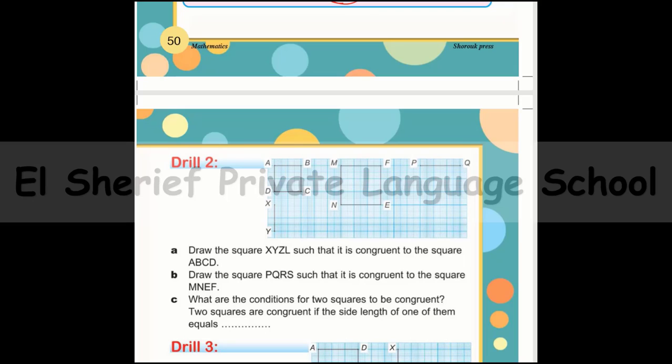All squares we draw with side 4 centimeters are congruent. And if we draw squares with side length 7 centimeters, all of them are congruent because all corresponding sides are equal in length and all corresponding angles are equal in measure. So in a square, one side is enough.